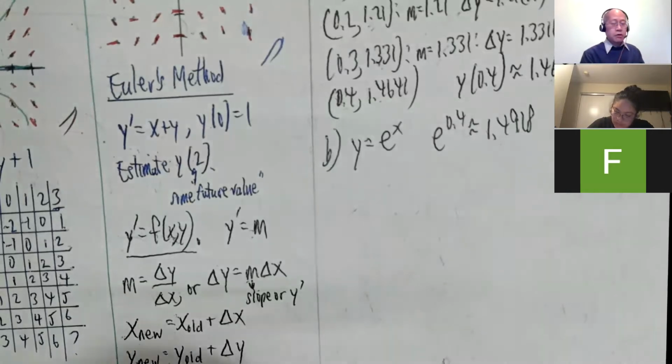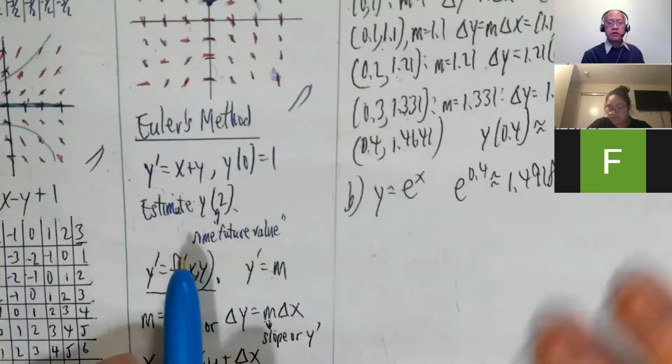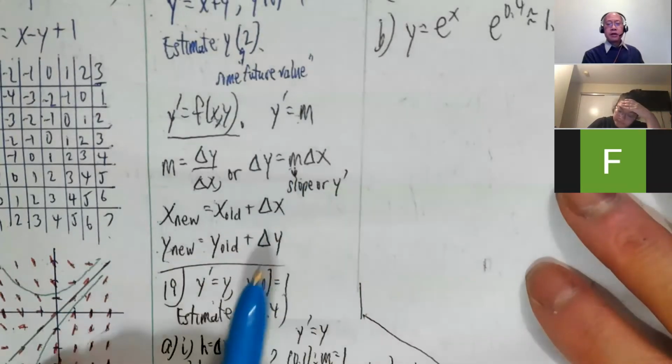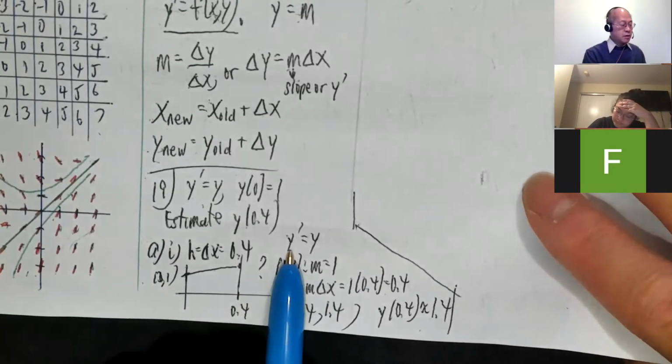So this is our first example of Euler's method, but frankly, the differential equation was too easy. Y prime was just equal to the y value. So let me do one that's a little bit harder now. Okay, so that was 19.